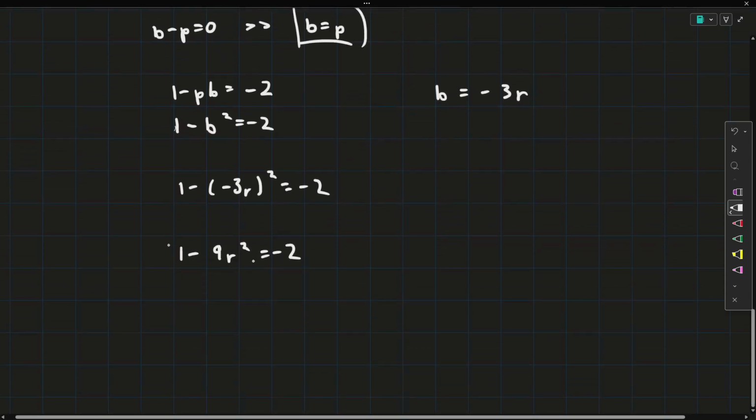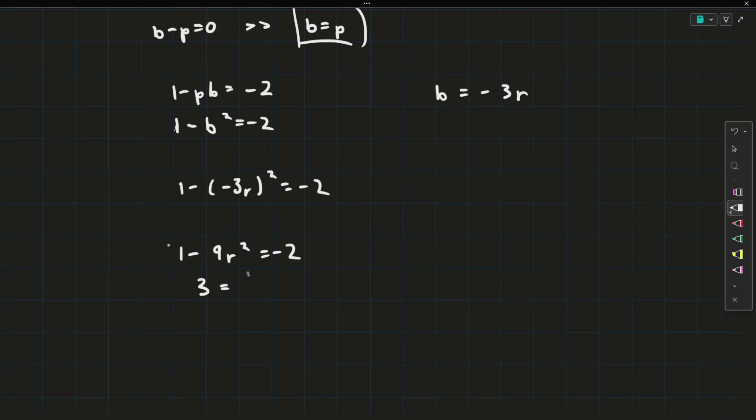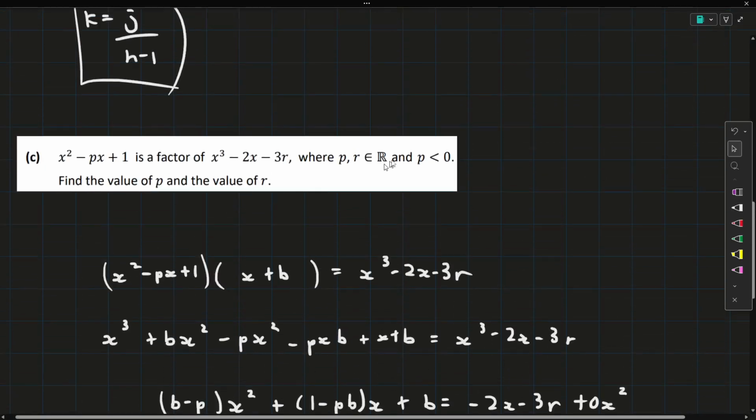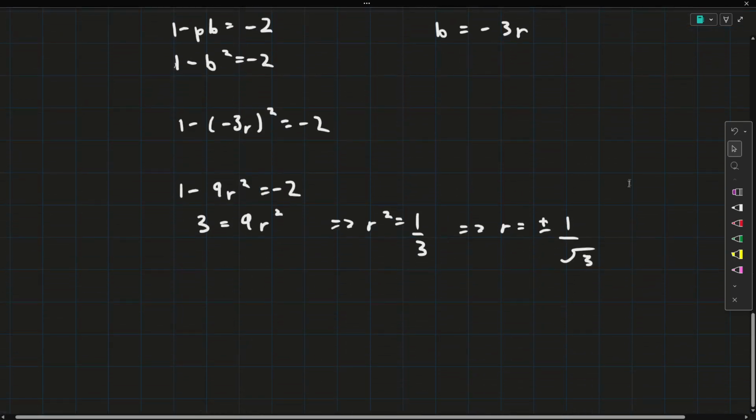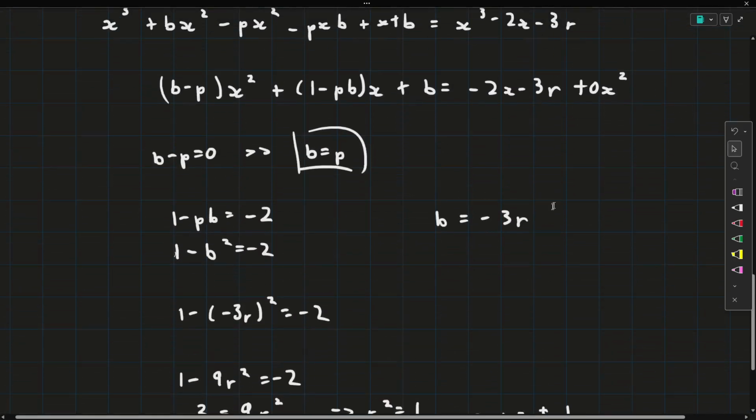And then we can bring the things to each side. We'll have 3 is equal to 9r squared, which means that r squared is equal to a third, dividing across the 9, which means that r is equal to plus or minus 1 over root 3. Now we're told that p is negative here. So we have to choose one of these, the plus or the minus, to make sure that p is negative.